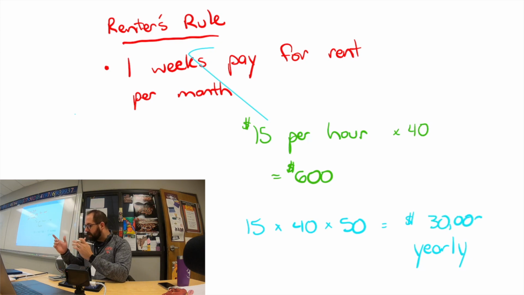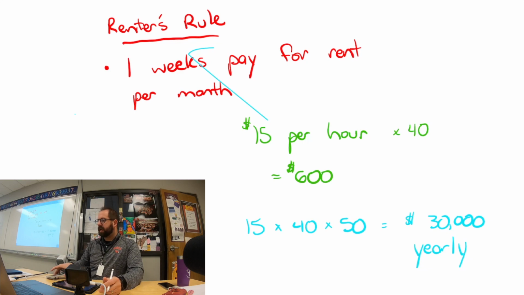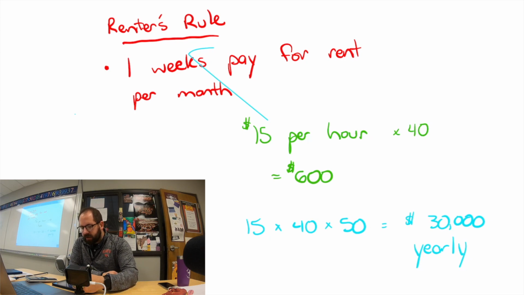If you're at $18 at Menards and Fleet Farm or whatever you're at, times 40 times 50, that's about 36,000. It's not too bad. Pretty good. That's pretty good money. That's better than most teachers are getting. So new teachers anyway. Okay. Questions on what 1 week salary would be.